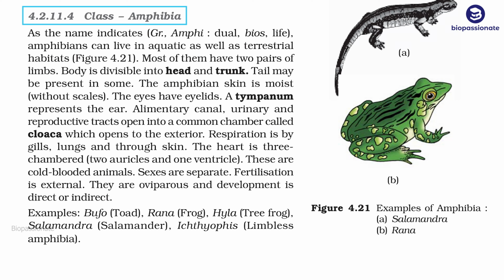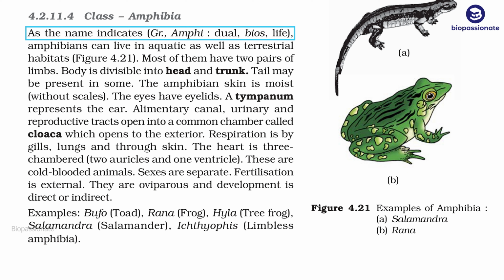4.2.11.4. Class Amphibia. As the name indicates, in Greek, amphi means dual and bios means life. Amphibians can live in aquatic as well as terrestrial habitats. Figure 4.21. Most of them have two pairs of limbs. Body is divisible into head and trunk. Tail may be present in some. The amphibian skin is moist, without scales. The eyes have eyelids. A tympanum represents the ear. Alimentary canal, urinary, and reproductive tracts open into a common chamber called cloaca, which opens to the exterior.